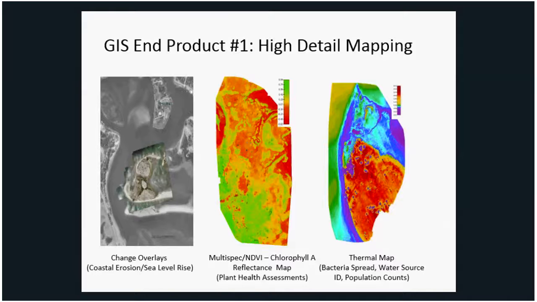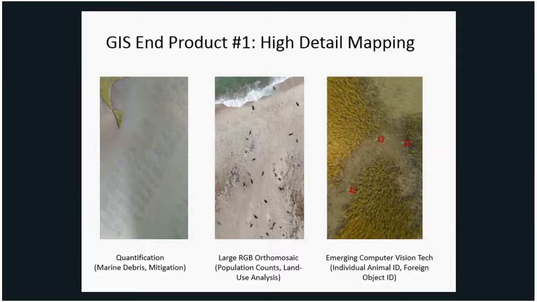In terms of more traditional uses, quantification is the obvious one. The far left, we have an example of a project we did with NOAA, essentially looking at how much marine debris was in this area left over from a clam farm that was abandoned 20 years ago, and that was used in a mitigation case to help construct a nearby bridge.